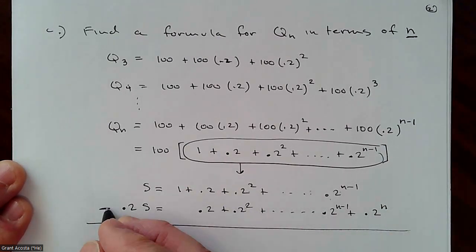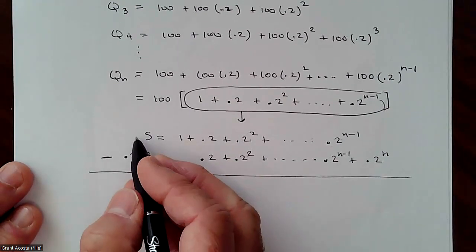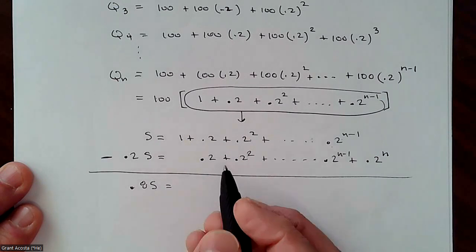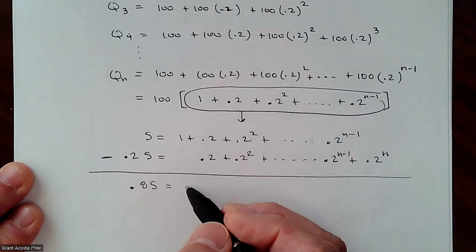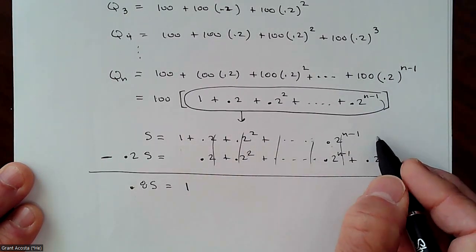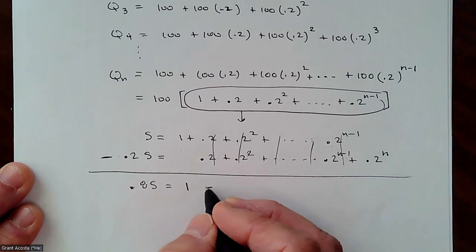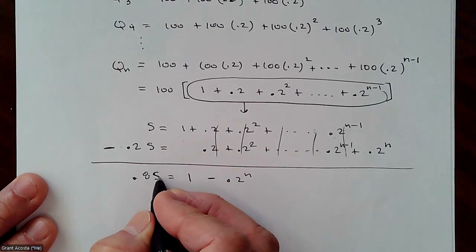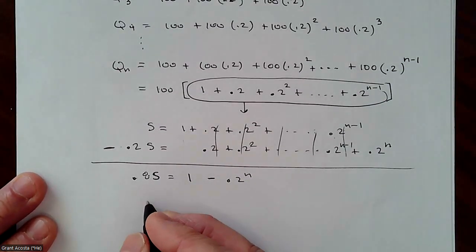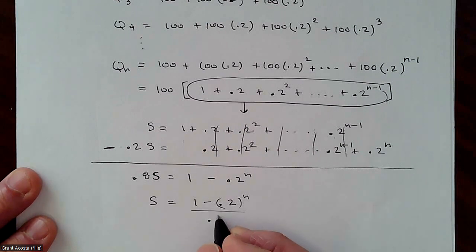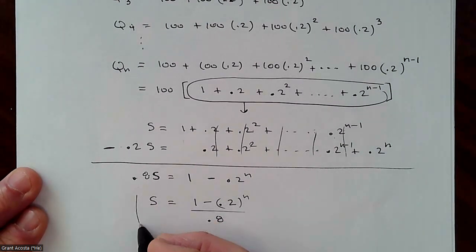And then we subtract, and we end up with 1s minus 0.2s is 0.8s. Subtracting 1 minus 0 is 1. All of these subtract out, except for nothing minus 0.2 to the n. So minus 0.2 to the n. And if I divide by 0.8, my sum is 1 minus 0.2, put parentheses to emphasize that, to the n, divided by 0.8. That's what they were looking for.